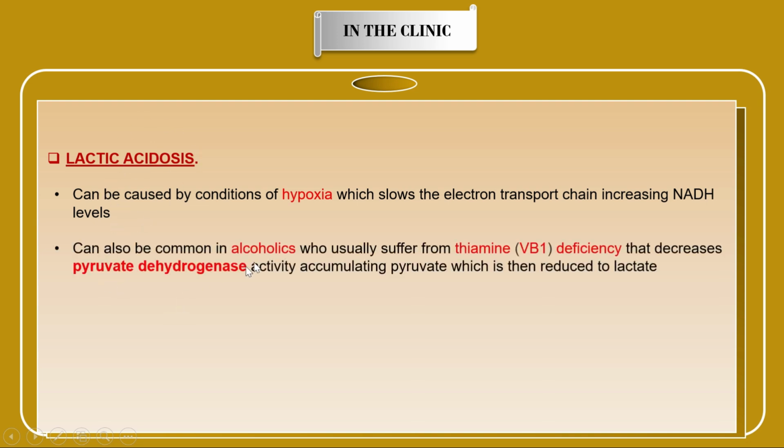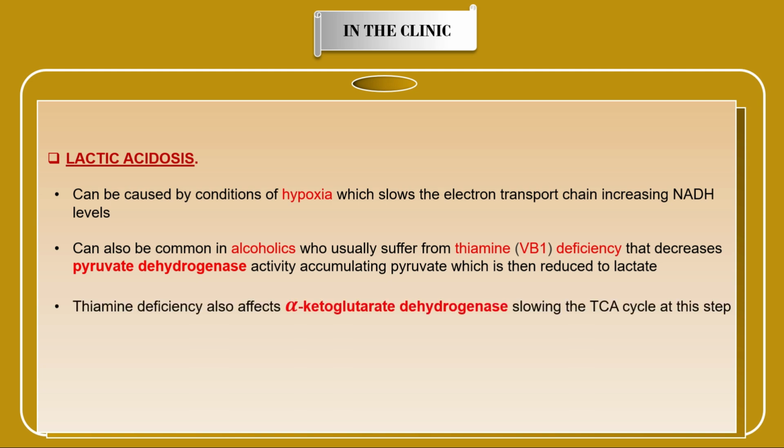So these conditions are very common also in alcoholics. Why? Because alcoholics usually suffer from thiamine or vitamin B1 deficiency, which cripples or slows this enzyme pyruvate dehydrogenase. But remember, this enzyme is very important for making acetyl-CoA. That acetyl-CoA can enter and then be used in the Krebs cycle. And if the Krebs cycle cannot proceed, that means we are basically going to use much of the pyruvate to form lactate because it is not being utilized to form acetyl-CoA. And this is very, very dangerous.